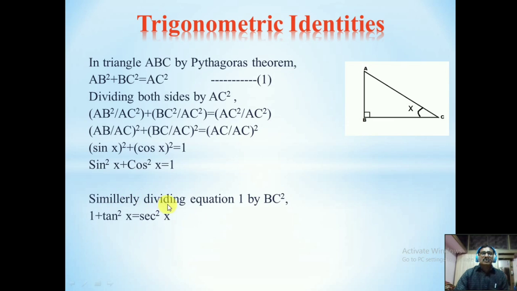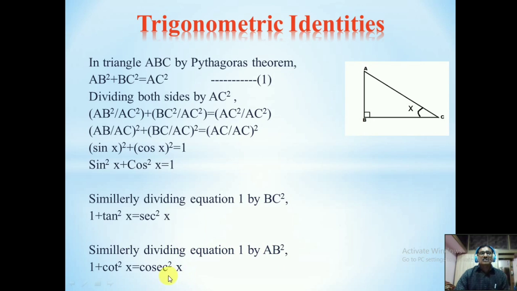Similarly, dividing equation 1 by BC square both sides, we get sec square x is equal to 1 plus tan square x. This is second identity. And dividing equation 1 both sides by AB square, we get cosec square x is equal to 1 plus cot square x.